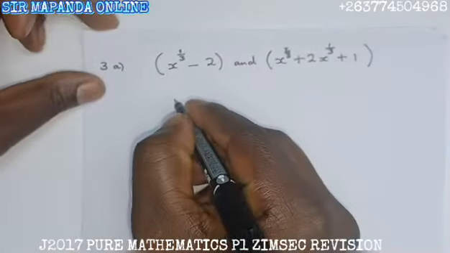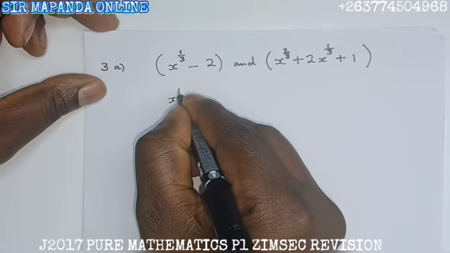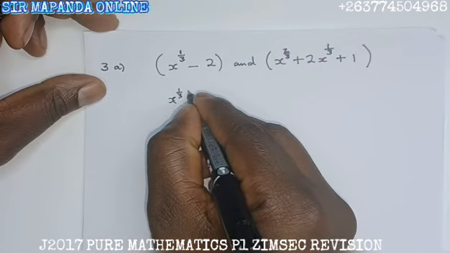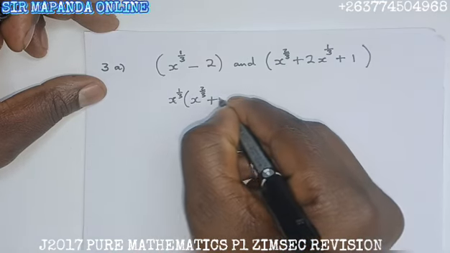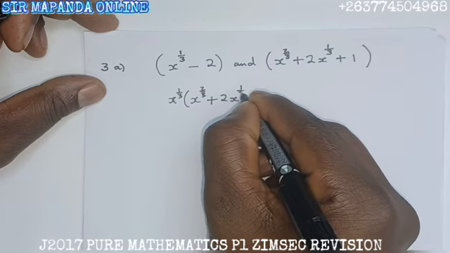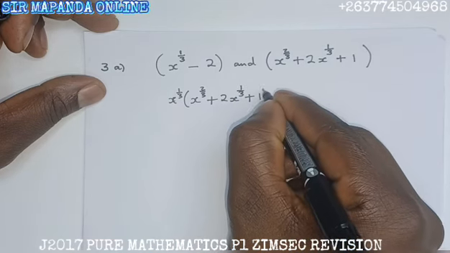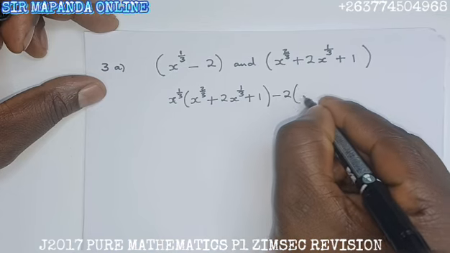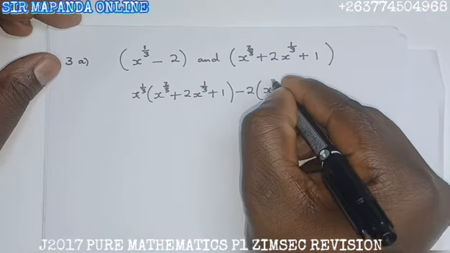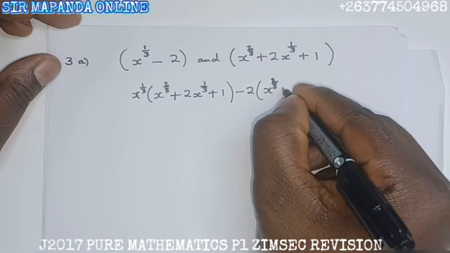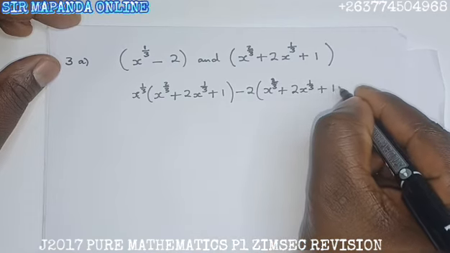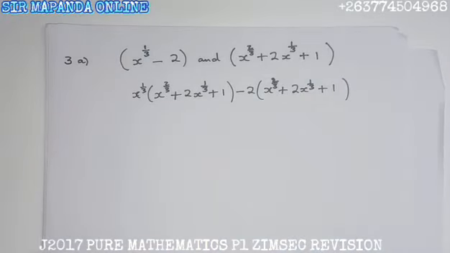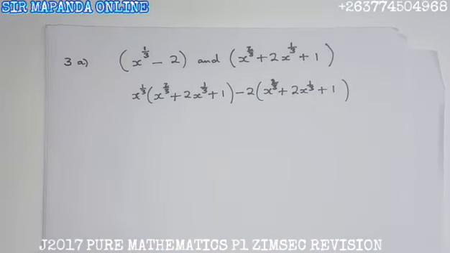Right, so we are saying x to the power of 1/3 is going to multiply the second bracket. Something like this. Then minus 2 is also going to multiply the same bracket. Plus 1. I hope you are following. So when multiplying these brackets, you need to observe the laws of indices.